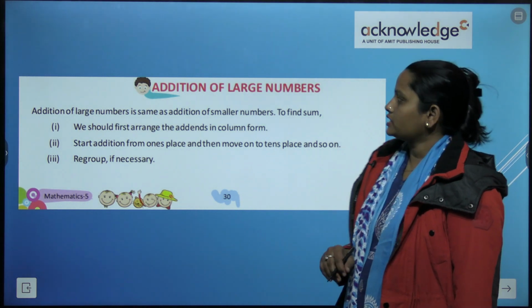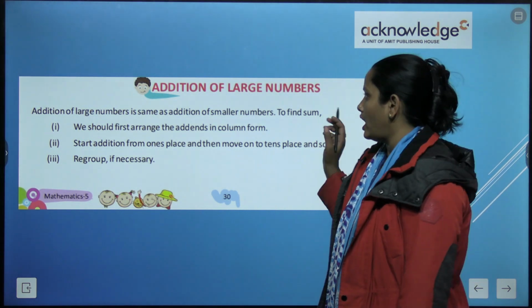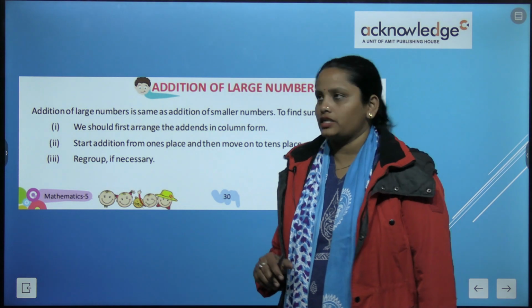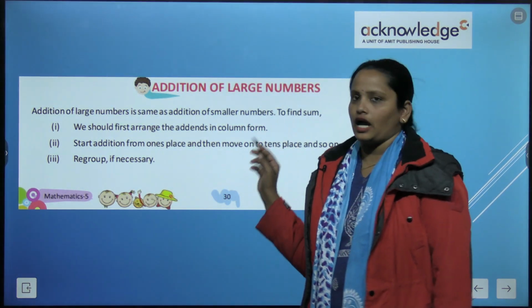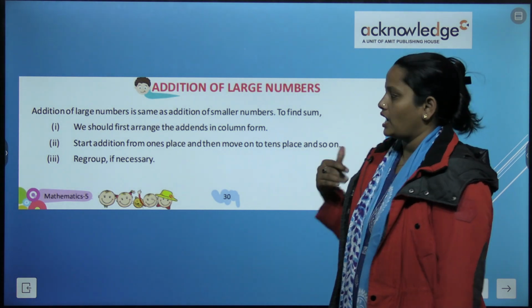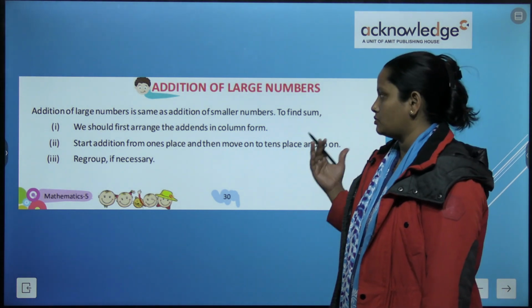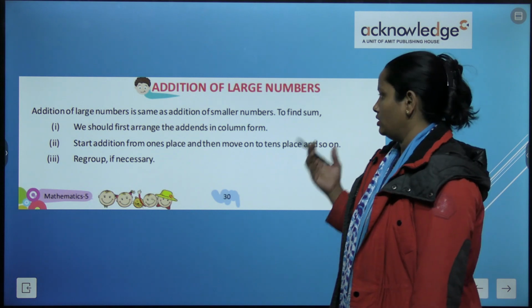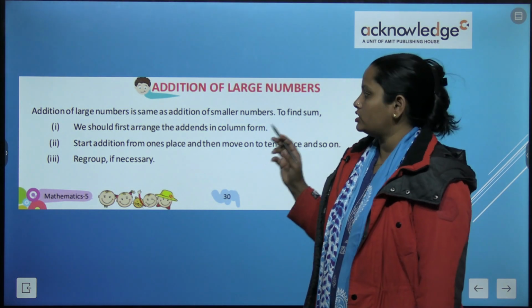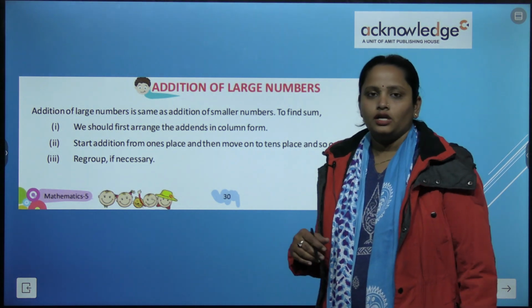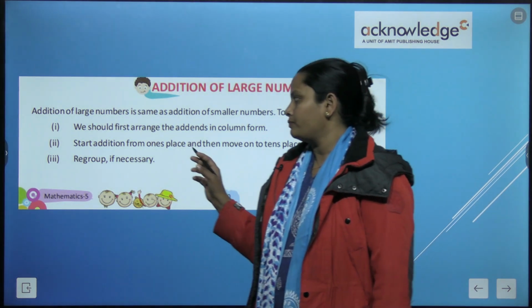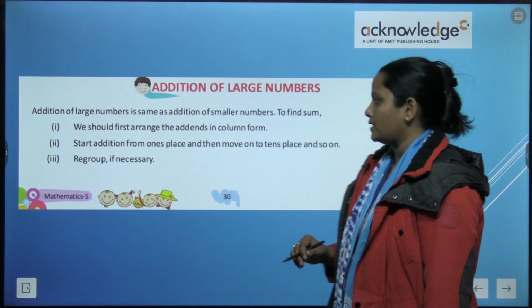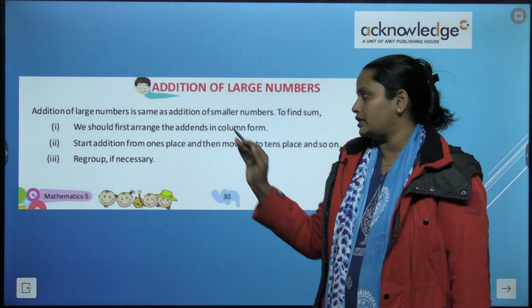Now, let's learn addition of large numbers. Large numbers को कैसे add करते हैं? Adding the large numbers is same as adding the small number. जैसे हम large numbers को भी हम वैसे add करते हैं जैसे हम small numbers को करते हैं. To find sum, we should first arrange the addends in column. हमें सबसे पहले add करना है तो हमें उन्हें columns में लगाना होगा. Start adding from ones place. हमेशा ones के place से add करना चाहिए.